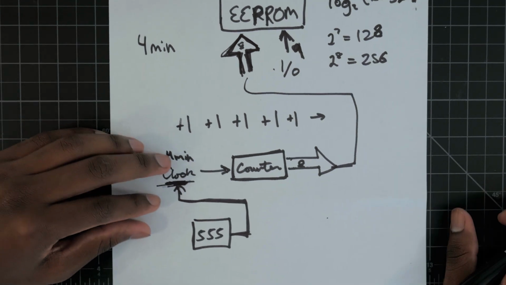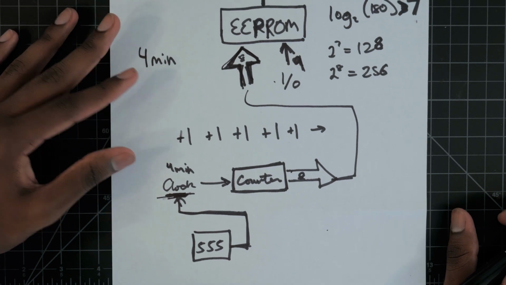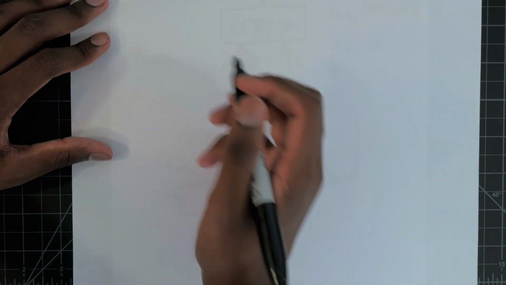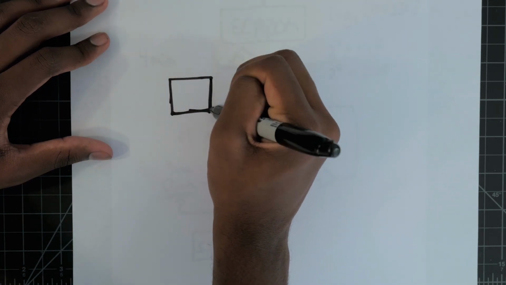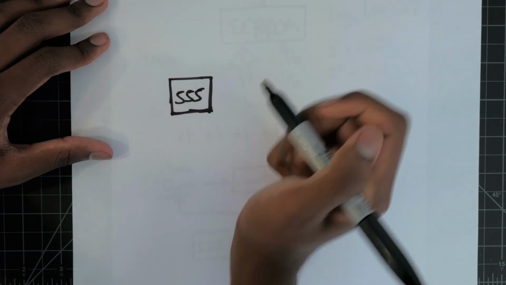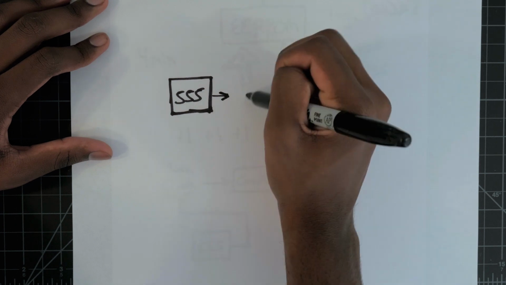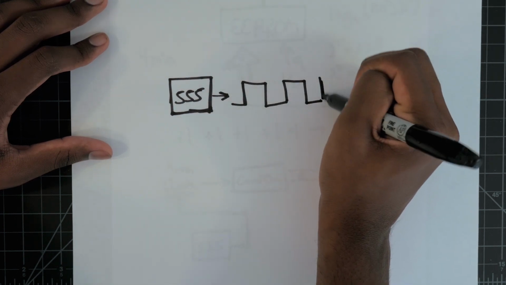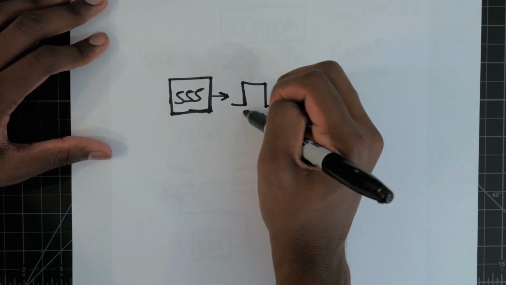Now, to do a clock signal in 4 minutes, you need either a really large capacitor or a really large resistor, neither of which I actually have in storage, so I'm not going to do 4 minutes. Instead, what I've chosen to do is 1 minute. So we have this 555 timer, and through some use of resistors and capacitors, I am creating a stable clock signal, which is going to have a period length of 1 minute.